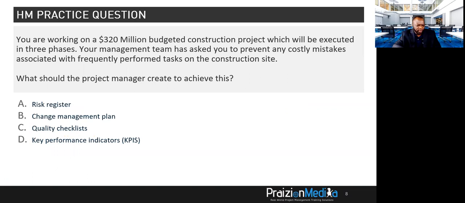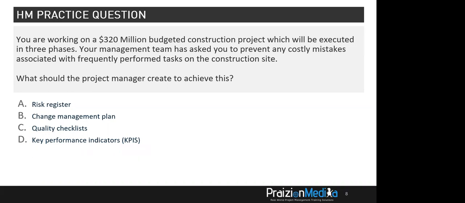All right, let's go to our next question. Let us relaunch the poll. There we go. You're working on a 320 million budgeted construction project, which will be executed in 3 phases. Your management team has asked you to prevent any costly mistakes associated with frequently performed tasks on the construction site. What should the project manager create to achieve this? 1 minute.